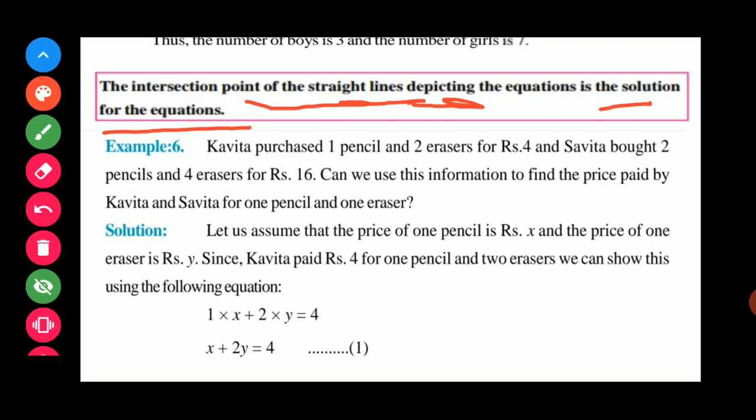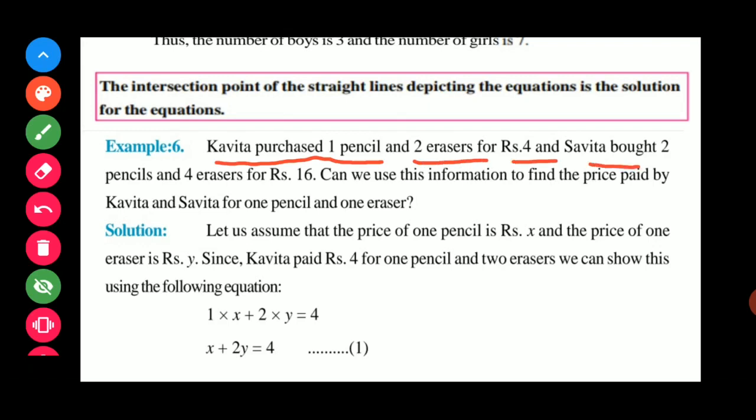Now come to example 6. You can see here in example 6 what happened. Kavita purchased 1 pencil and 2 erasers for 4 rupees, and Savita bought 2 pencils and 4 erasers for 16 rupees. We can use this information to find the price paid by Kavita and Savita for 1 pencil or 1 eraser. What is the value of 1 pencil and 1 eraser? Now form the equations with the help of this question.